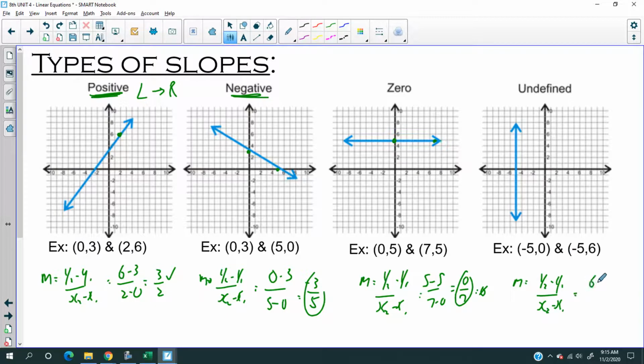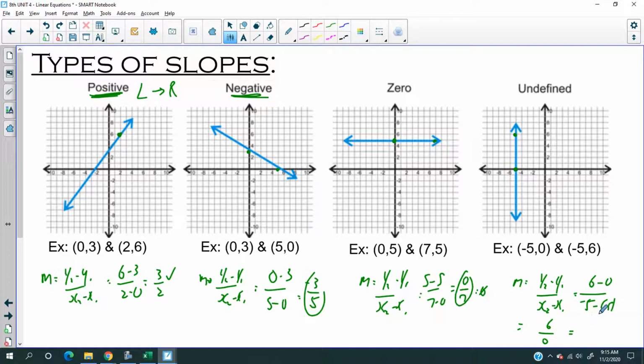Now, lastly, let's say we find the slope first. So that's 6 minus 0, and then negative 5 minus negative 5. By the way, that's this line, right? Negative 5, 0, and then negative 5, 6. That's right here. You see that? What's going on? 6 over 0.